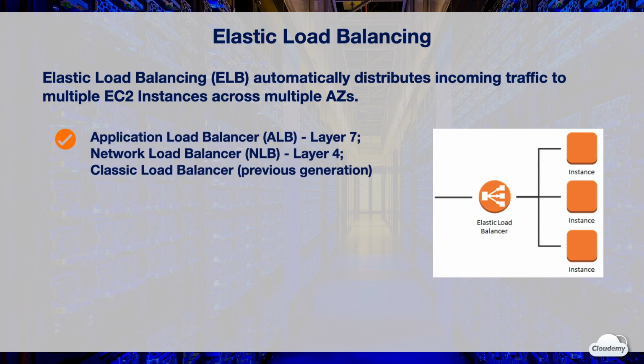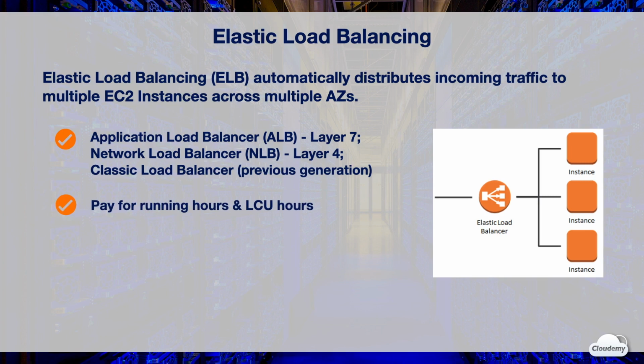There are three types of elastic load balancing. Application Load Balancer or ALB operates at level 7 of the OSI model, which is the application layer. Network Load Balancer or NLB operates at layer 4 of the OSI model, which is the transport layer. Classic Load Balancer is the previous generation load balancer which operates at both layer 4 and layer 7. AWS encourages you to use either Application Load Balancer or Network Load Balancer.